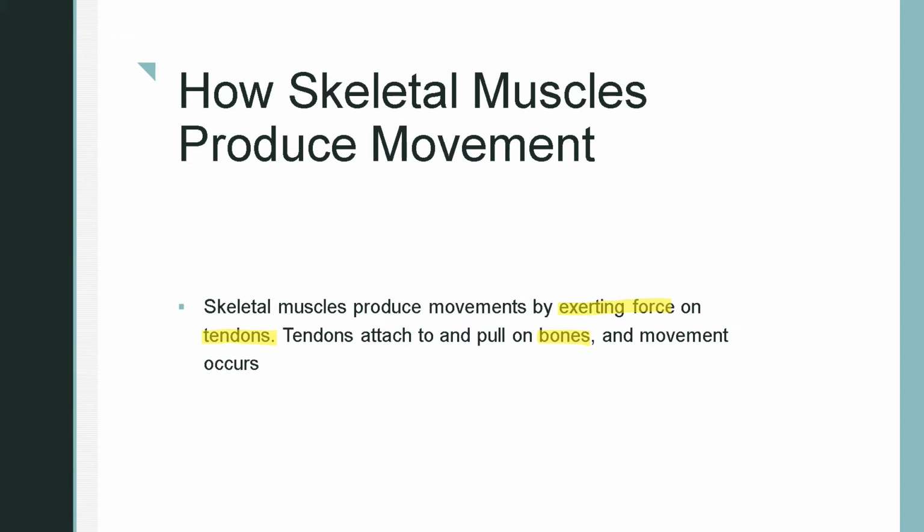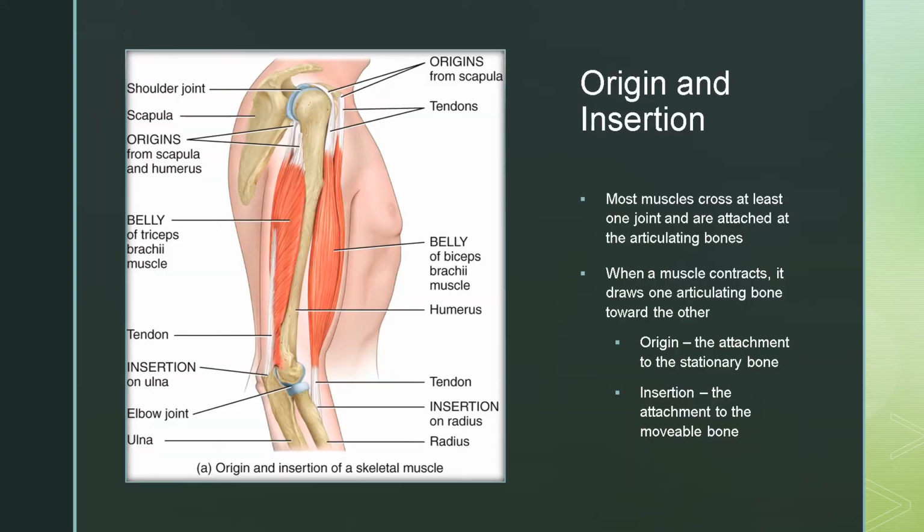Now, the two articulating bones usually don't move equally in response to contraction. Ordinarily, the attachment of a muscle's tendon to the stationary bone is called the origin. The attachment of the muscle's other tendon to the movable bone is called the insertion. A usual rule of thumb is that the origin is usually proximal and the insertion is distal. Usually it's going to be the insertion that's pulled toward the origin.